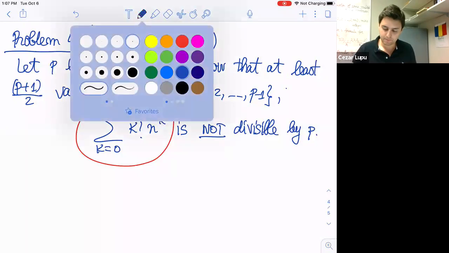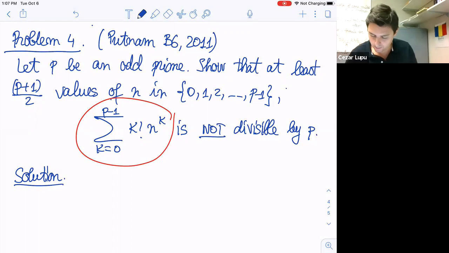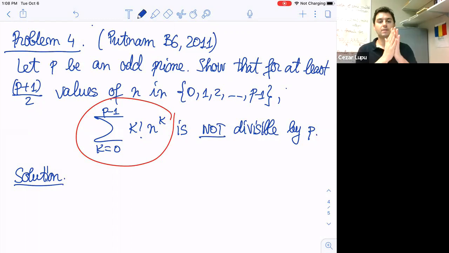Okay, let's see. So we want to look at that sum, right? And we want to show that at least P plus 1 over 2 values of n. Wait, what? Show that for at least, my God, sorry about that. For at least P plus 1 values of n in that set, that sum is not divisible by P.